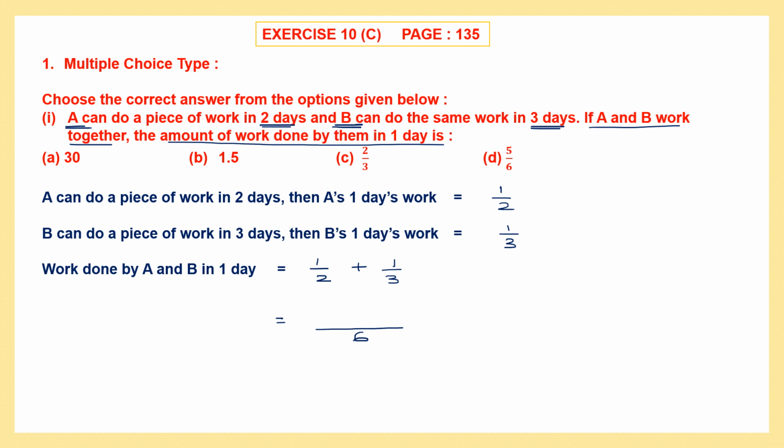So now let's find this. 2 into 3 is 6, so 1 into 3 will give us 3 itself. Plus 3 into 2 is 6, so multiply this also by 2. 1 twos are 2. 3 plus 2 is 5, so 5 by 6. This is the answer. The work done by A and B in 1 day is 5 by 6, and that is option D, 5 by 6. So let's mark this as the correct answer, option D.